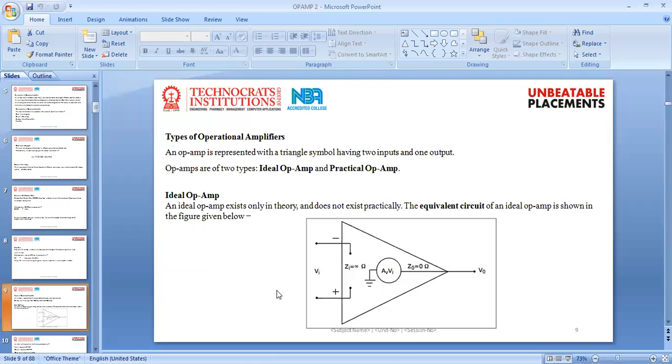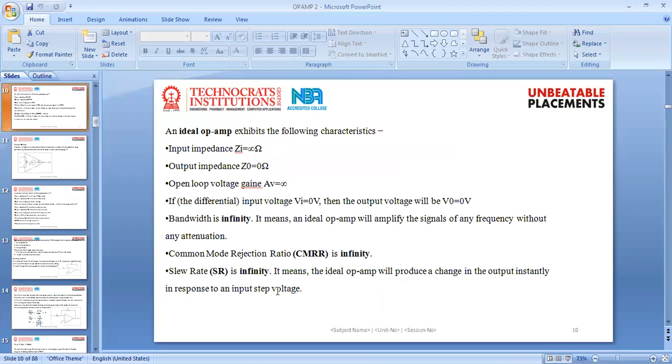Types of operational amplifier. There are two basic types of operational amplifier. First one is the ideal op-amp and second one is the practical op-amp. Look at the circuit diagram of the ideal op-amp. There are some characteristics of the ideal op-amp. Input impedance should be infinite. Output impedance should be 0.